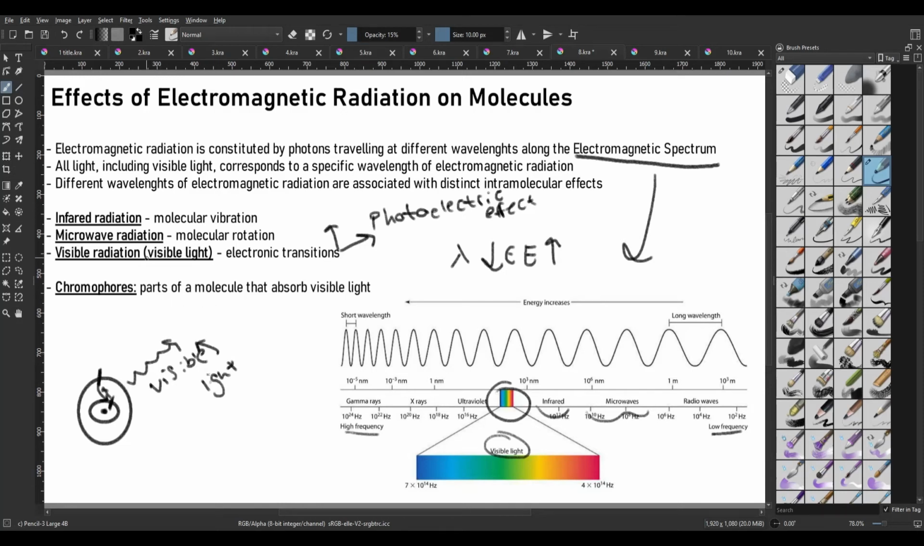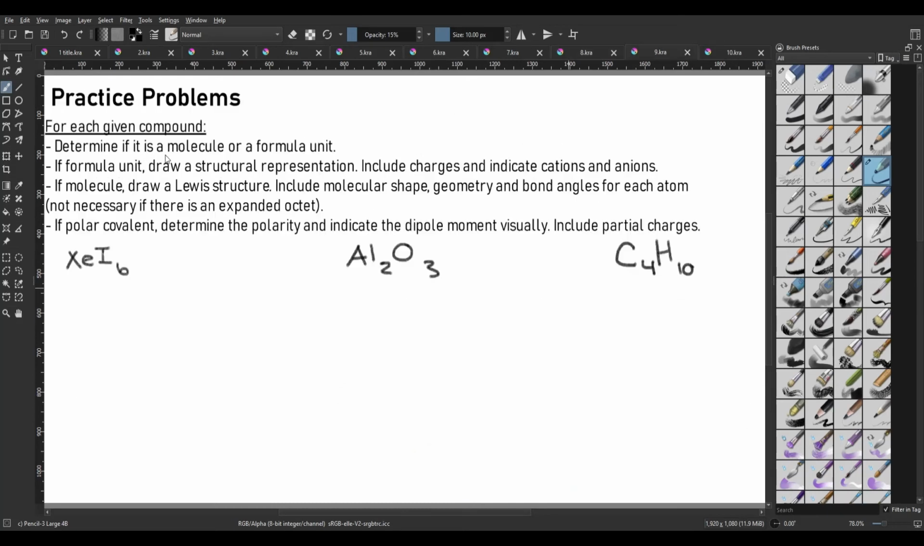And on the topic of visible light, the things in a molecule that interact with and absorb that visible light are called chromophores. Because we are talking about molecules here, that's a cool little term to know. And that is our slide here, so we're going to move on to our review next.